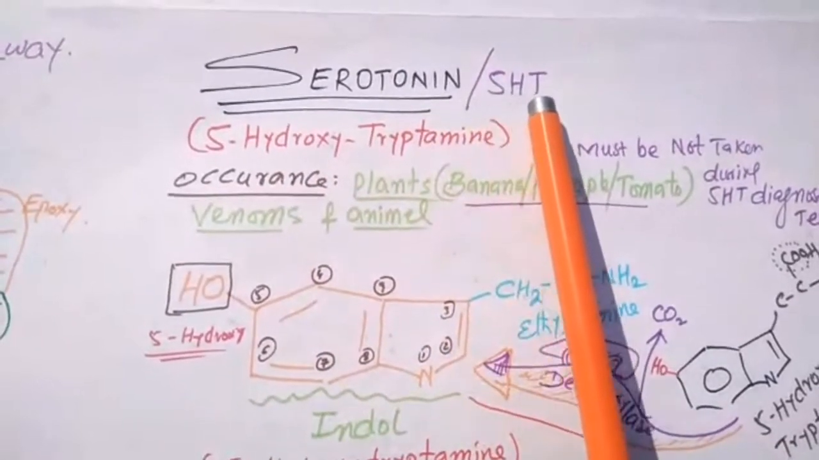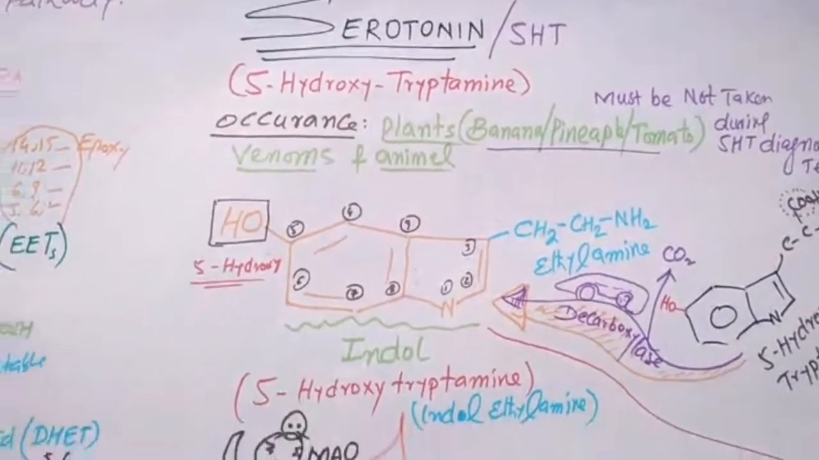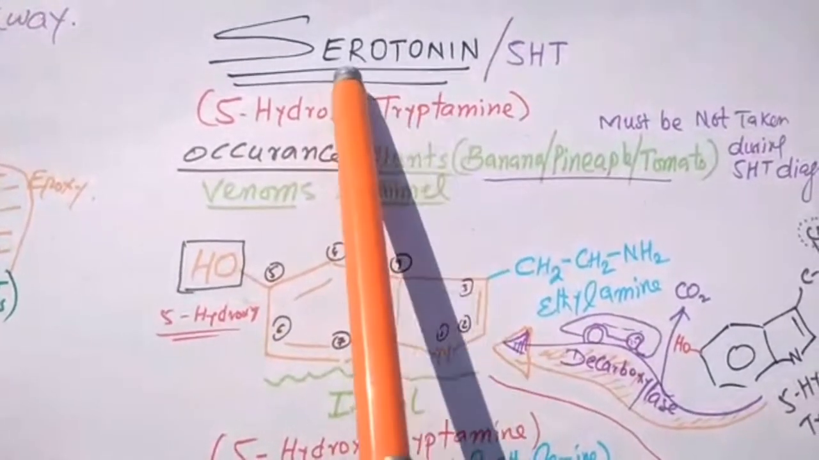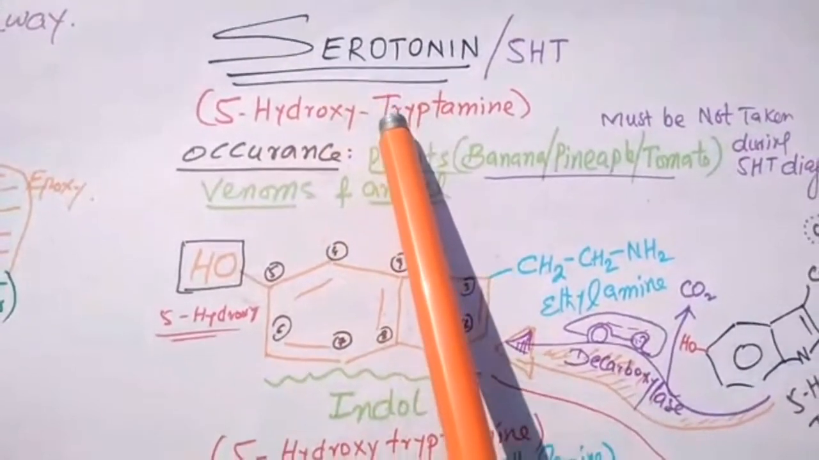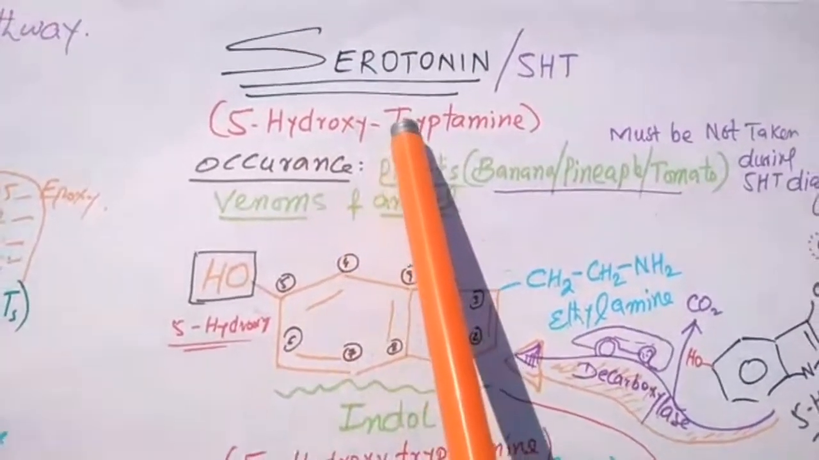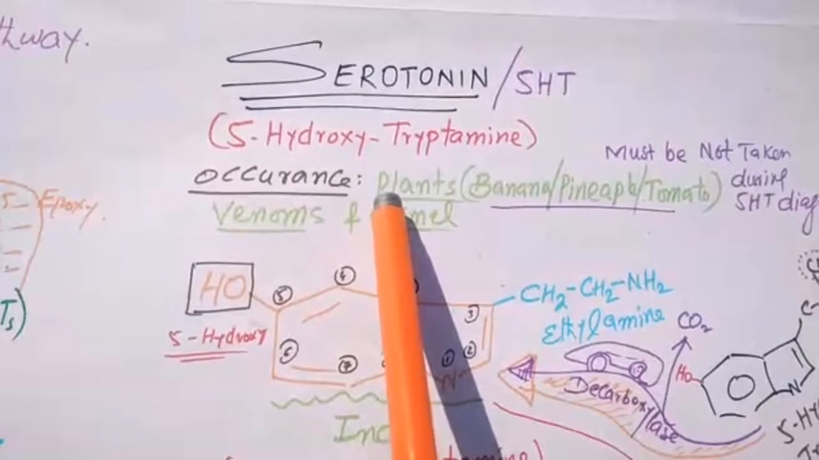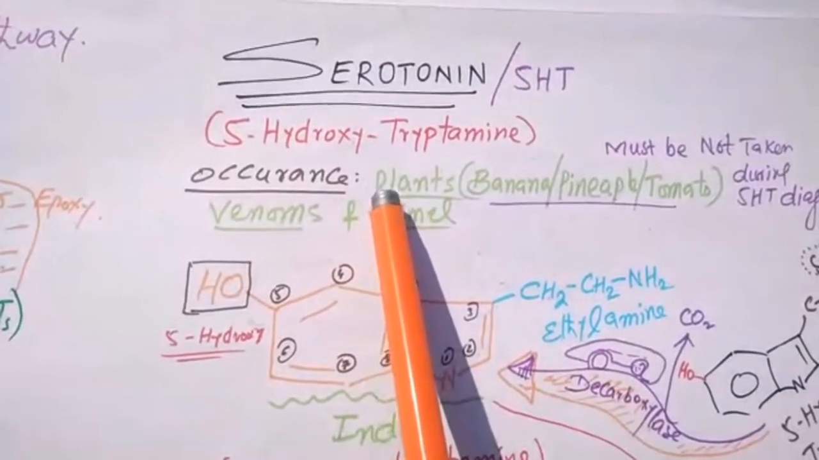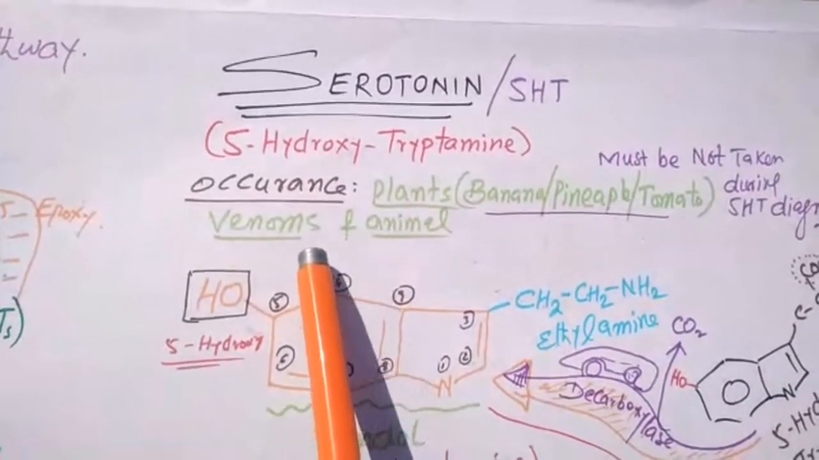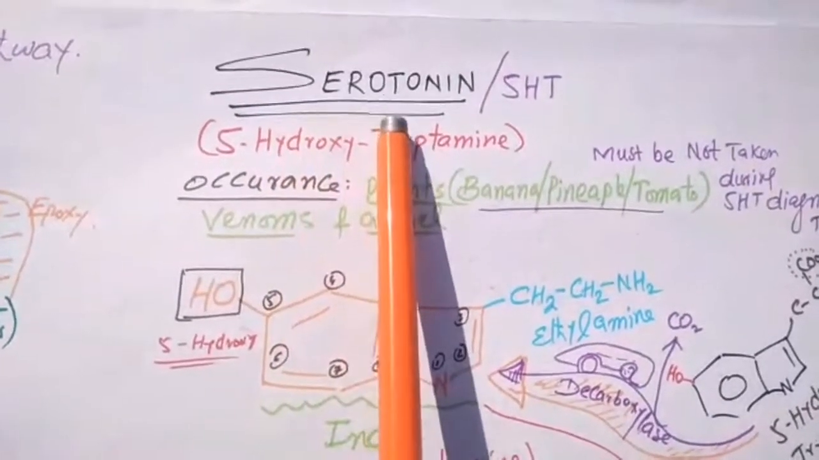Serotonin, or 5-HT, or 5-hydroxytryptamine. This new series of videos is on the autocoids, that is, serotonin. Serotonin was named as such because during the clotting of blood, a vasoconstrictor substance was released in the serum, and that vasoconstrictor substance was named serotonin.